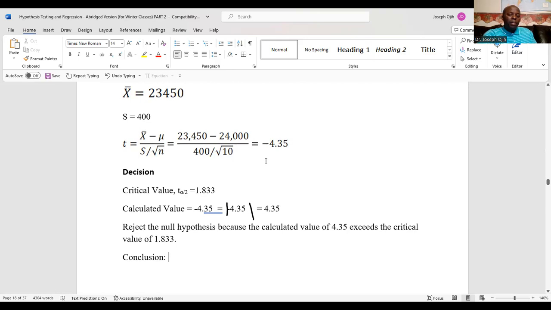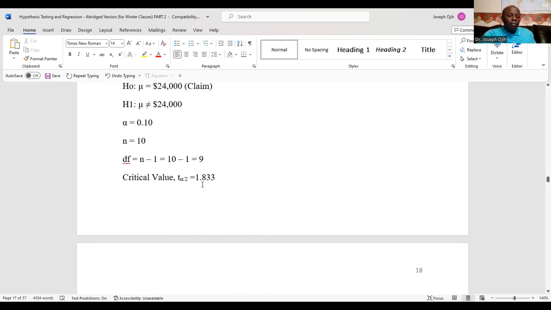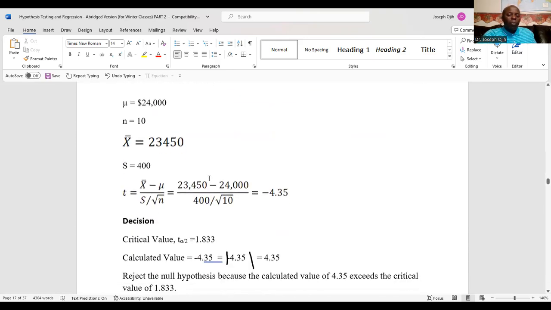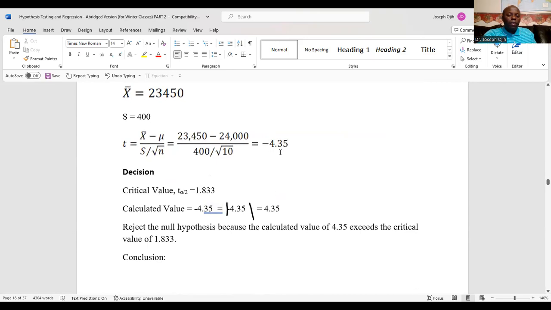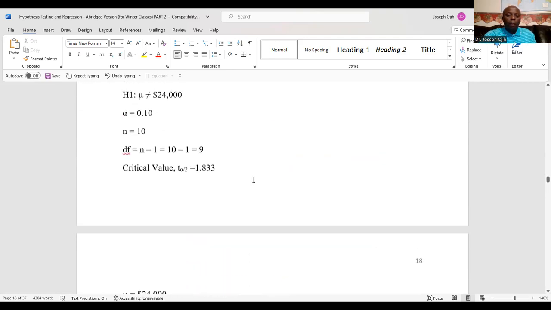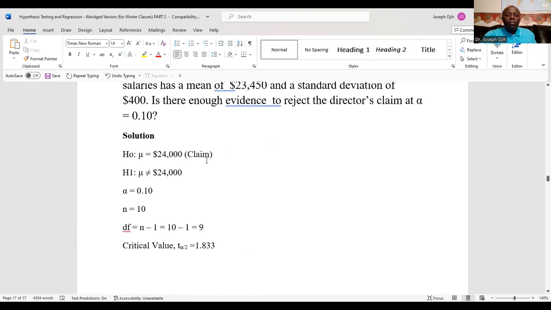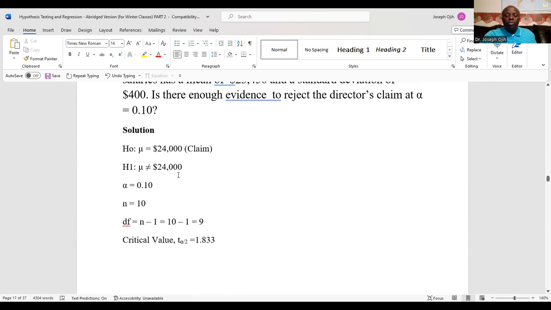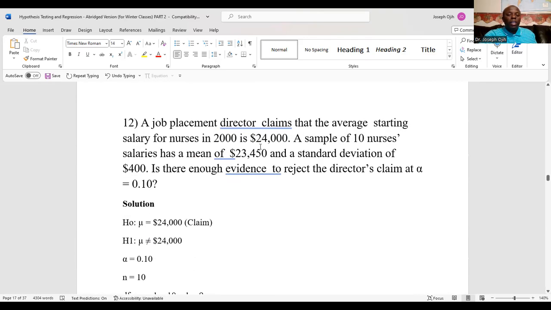Now, remember, our critical value is 1.833. Our calculated value is negative 4.35, which the absolute value is 4.35. So it's bigger. We reject the null hypothesis. So that means we are rejecting the claim, which means the claim is not correct. So there is insufficient evidence.